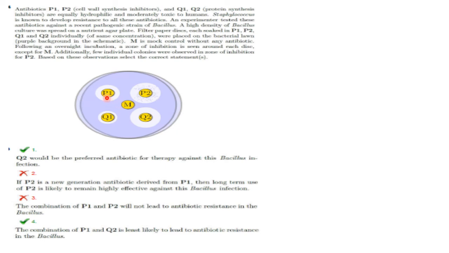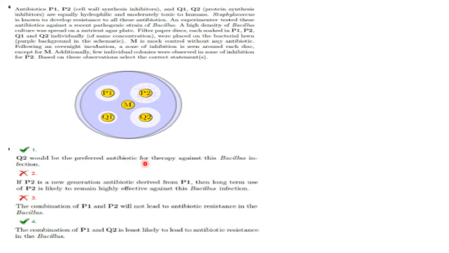The next day when they took out the Petri plate, they found that P1 is having a zone of inhibition, P2 is having zone of inhibition, but some colonies are growing in P2 zone of inhibition. Then Q1 also is having a zone of inhibition and Q2 is also having a zone of inhibition. The diameter of the zone of inhibition in all the four is different from one to the other. Then based on these observations, select the correct statement.